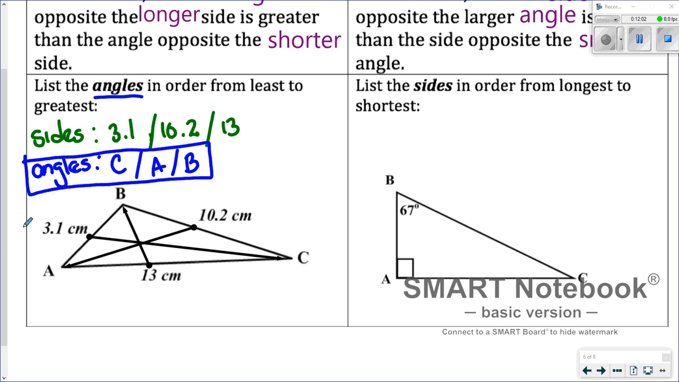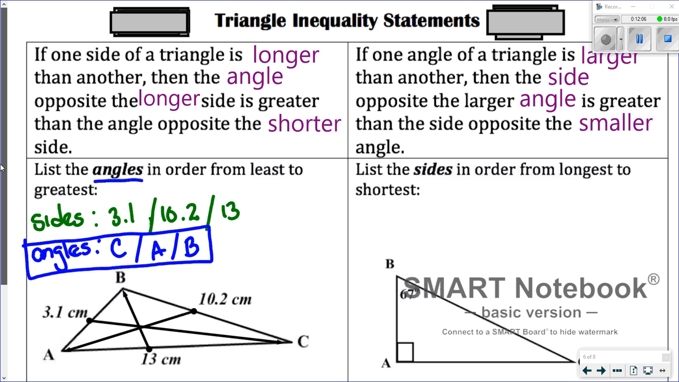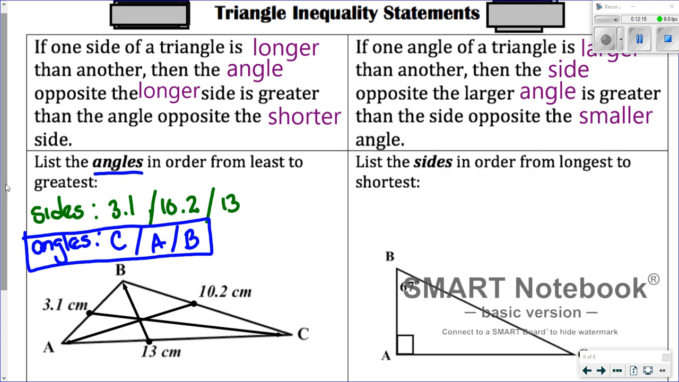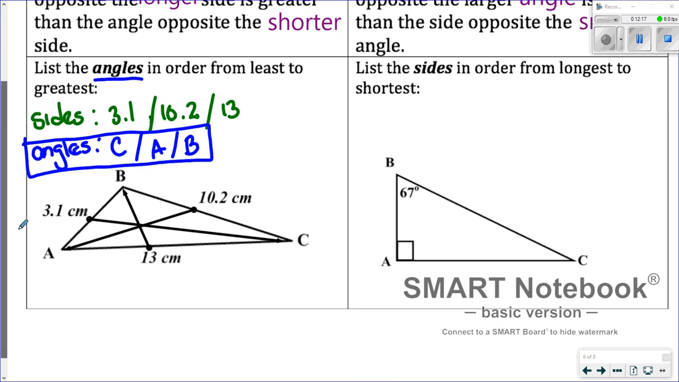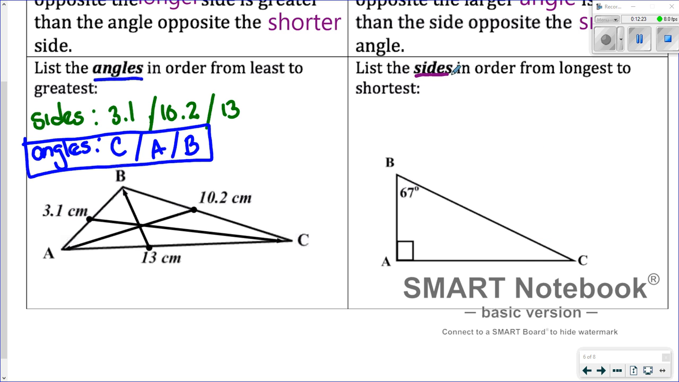Now for the next one, it says if one angle of a triangle is larger than the other, then the side opposite the larger angle is greater than the side opposite the smaller angle. So let's look at the other example. It says list the sides. I'm going to use another color. We need to list the sides from the longest to the shortest. So we're doing from big to short.